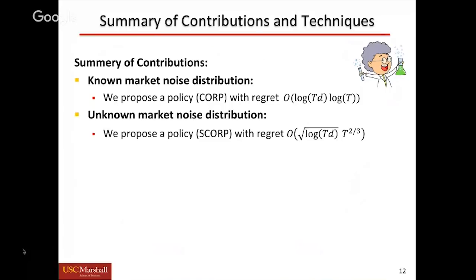Okay, so the summary of contribution is that we have two settings. One is when you exactly know what F is, so you know the market noise distribution, and the policy that we propose, the core policy, will get a logarithmic regret in terms of T and also the dimension of the features. And the second setting is when the market noise distribution is unknown and you get T to the 2/3 for the regret, with logarithmic dependence also on d. So it's logarithmic in T and d. So even when d is exponential, say d is equal to T, that's still sublinear regret.